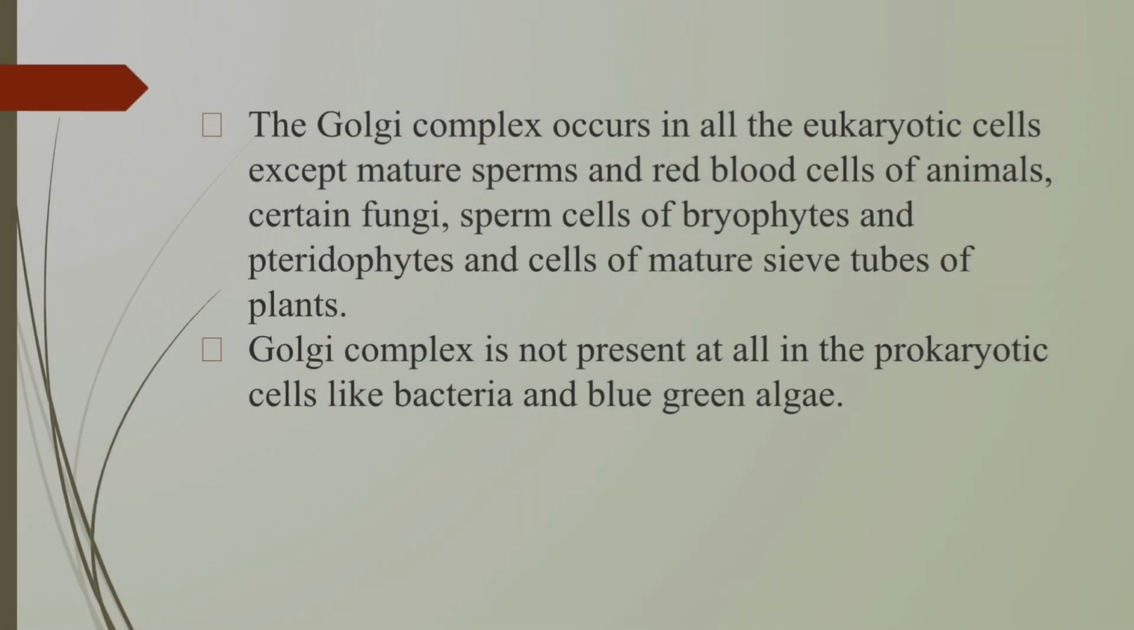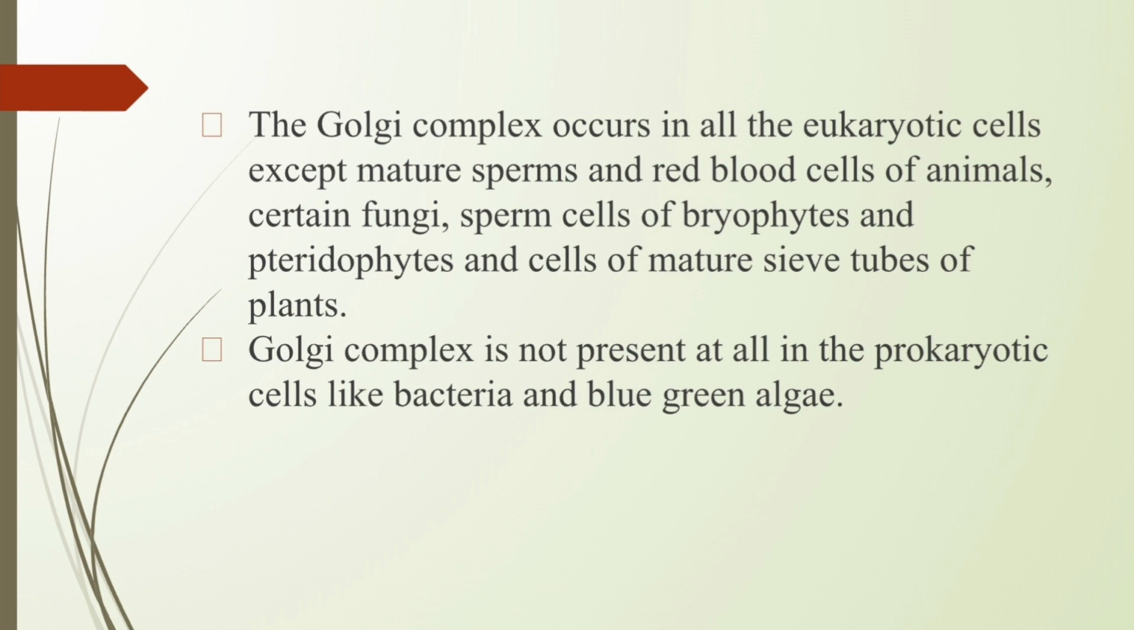Golgi bodies occur in all eukaryotic cells except in mature sperms and red blood cells of animals and in certain fungi, and they are also not present in sperm cells of bryophytes and pteridophytes. This Golgi complex is not found in prokaryotic cells. Example, bacteria and blue-green algae.